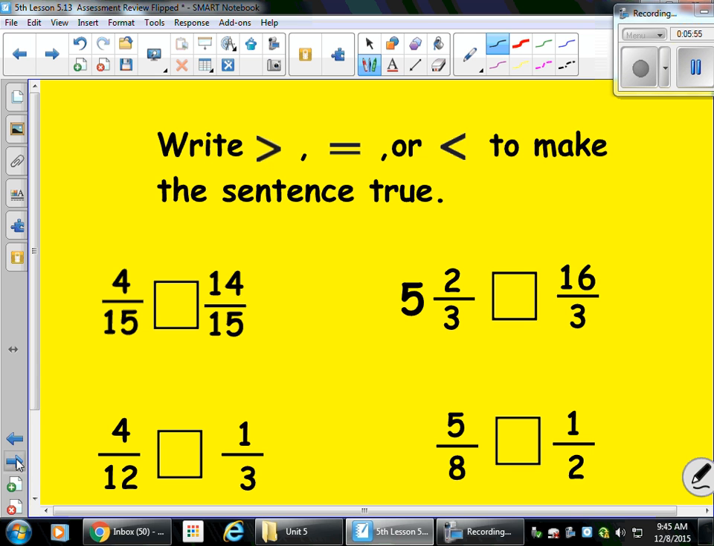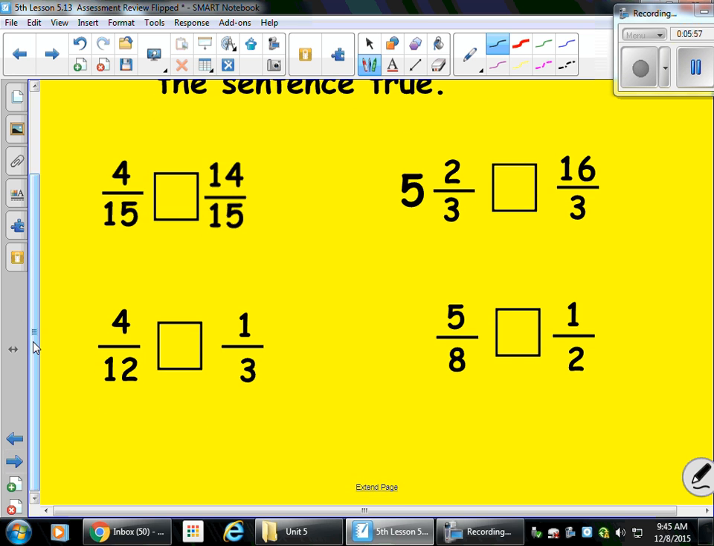Right, a greater than, equal, or less than sign for these problems. 4/15, 14/15, same denominators, they sure are. So now I just look at the numerators. 14 is bigger. Right here I have the same denominators, but I don't have the same style of problem. So I've got to either change them both into improper fractions or both into mixed numbers. I'm going to change them both into improper fractions. 3 times 5 is 15 plus 2 is 17 over 3. So what's larger, 17 or 16? 17 is larger. Let's keep going.